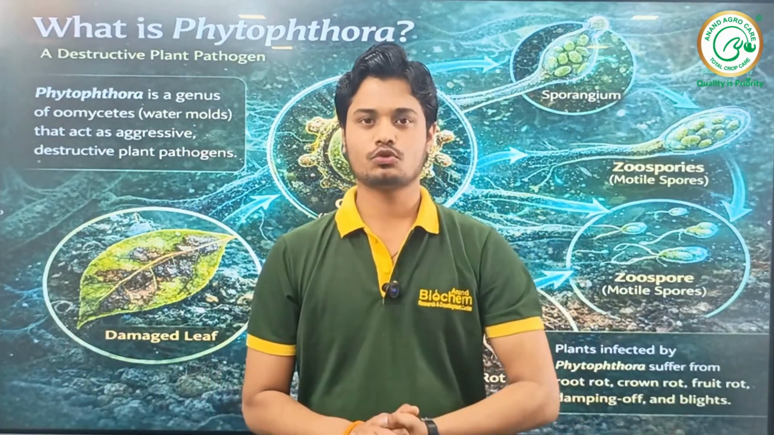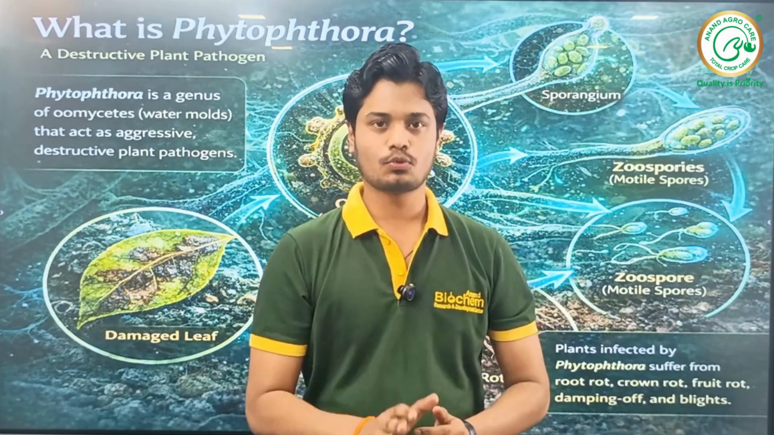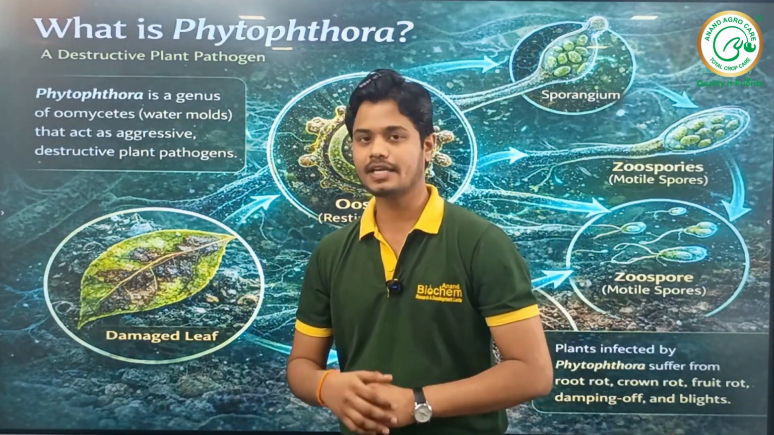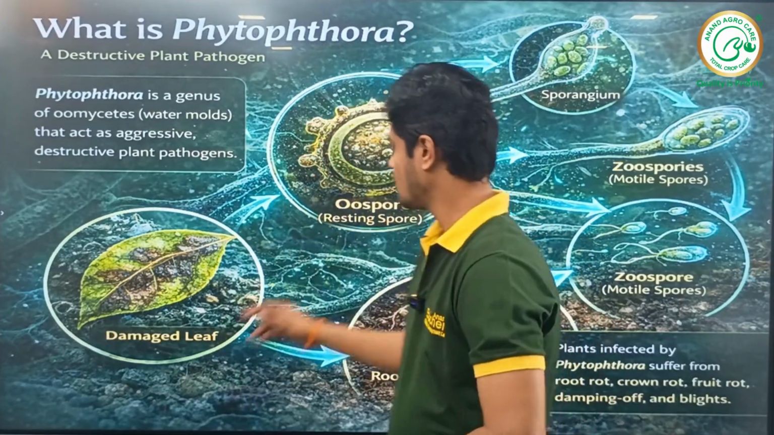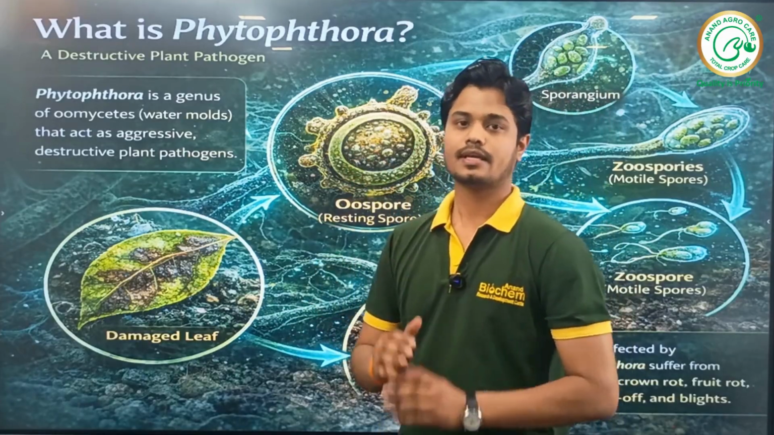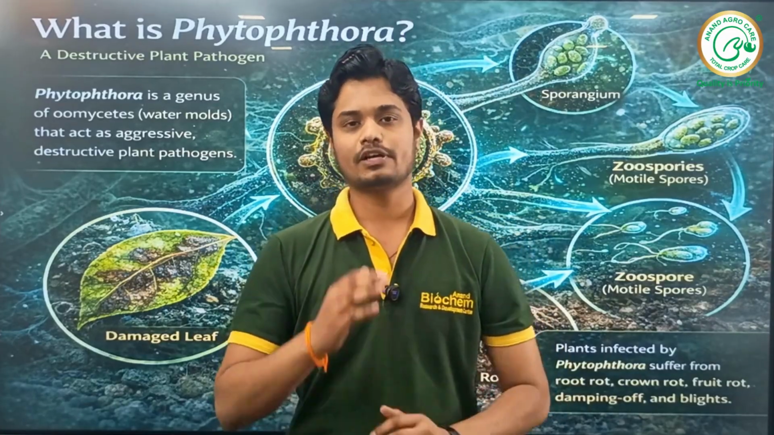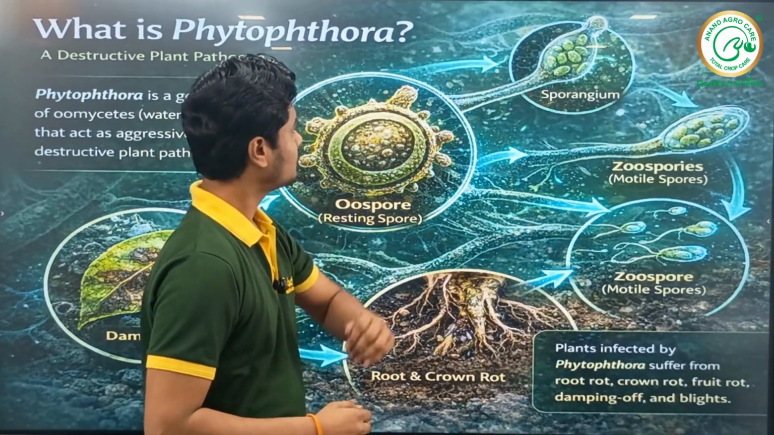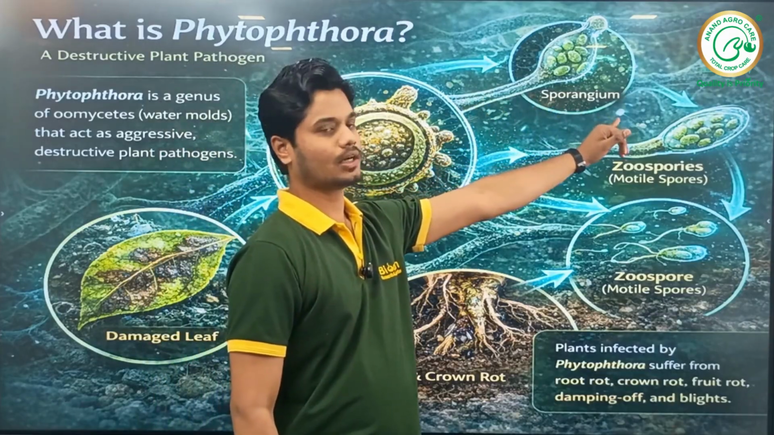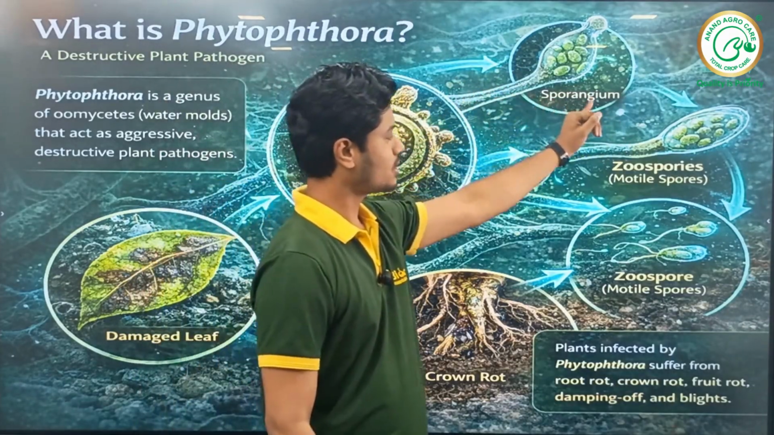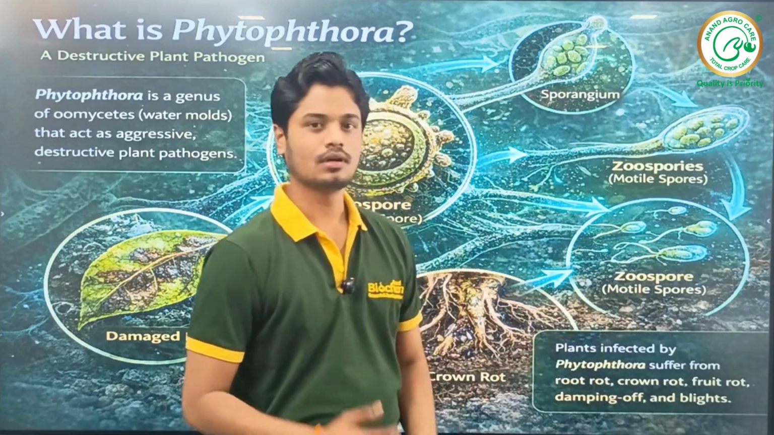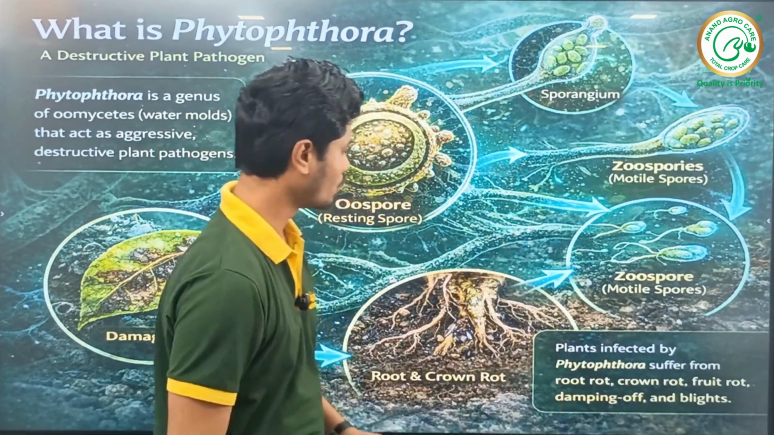Phytophthora is a destructive plant pathogen which belongs to water molds, and it is most commonly found in soil as well as in water. Its life cycle begins with a survival structure like oospores, meaning resting spores, and these resting spores can remain in the soil for a long period of time. Under favorable conditions, these oospores form sporangium, and this sporangium releases zoospores, meaning swimming spores. These spores move through water to roots.